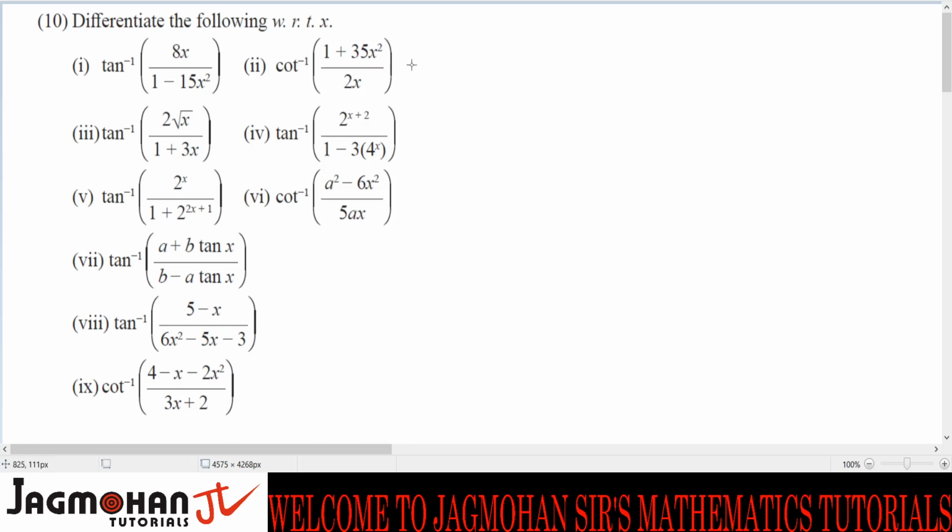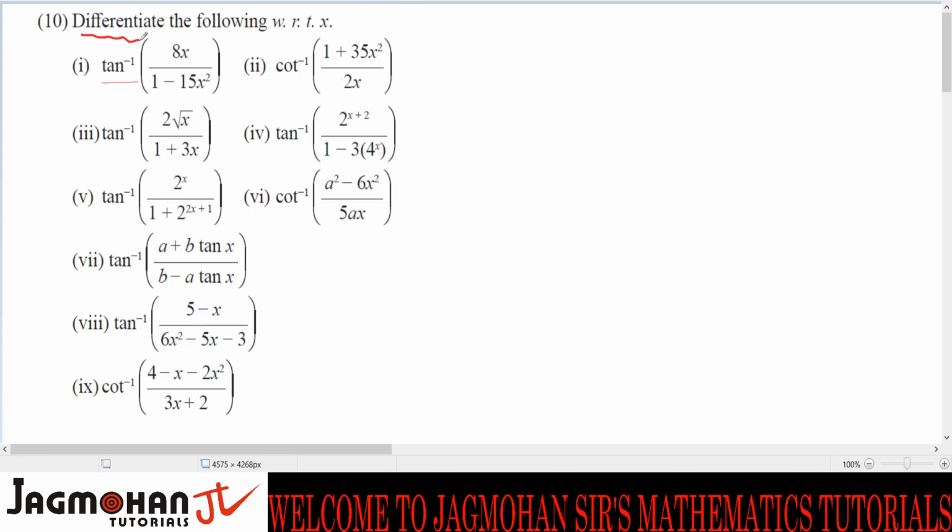Now we will take question number 10, and you will notice that all these questions fall under one category. These are all one type of problems, one type of questions. That is, they will require the use of one simple result. So before we go for solving, I want you to notice something. Look at this question. They have tan inverse.